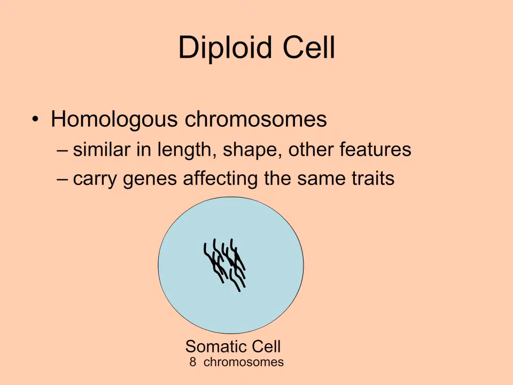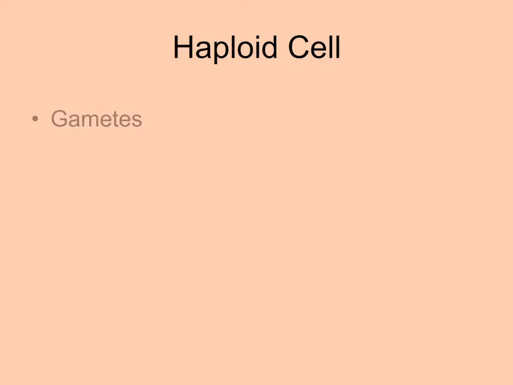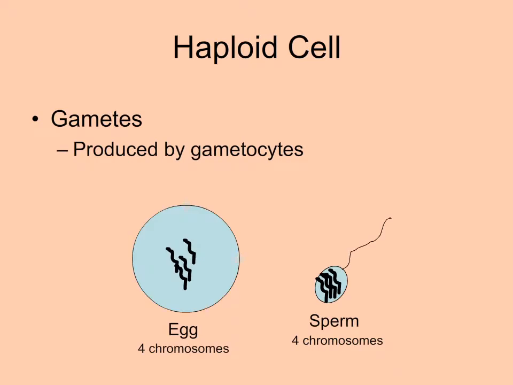Somatic cells are diploid. Somatic cells are all the cells except the gametes. This diploid cell has 8 chromosomes, or 4 pairs of homologous chromosomes. Haploid cells contain only one member of each homologous pair. Gametes are haploid and are produced by diploid gametocytes through meiosis. So this egg and sperm would only have half the number of chromosomes as a diploid cell.